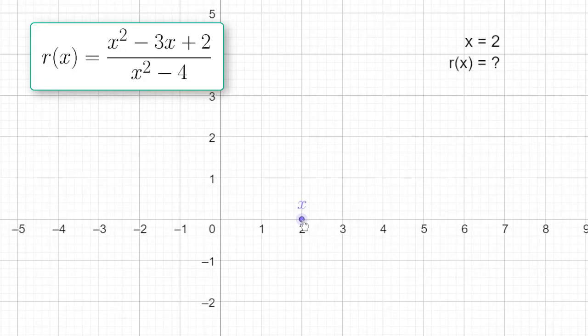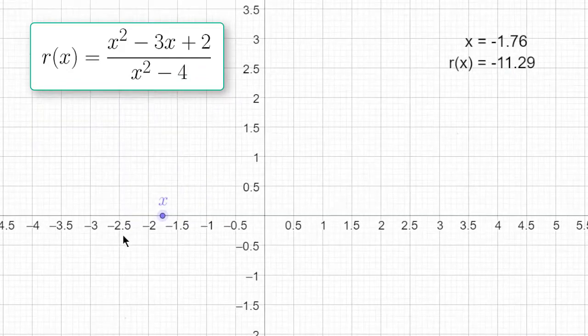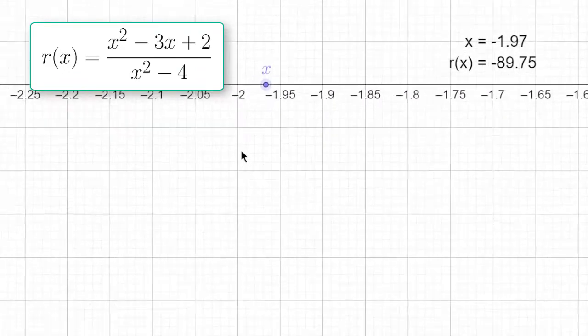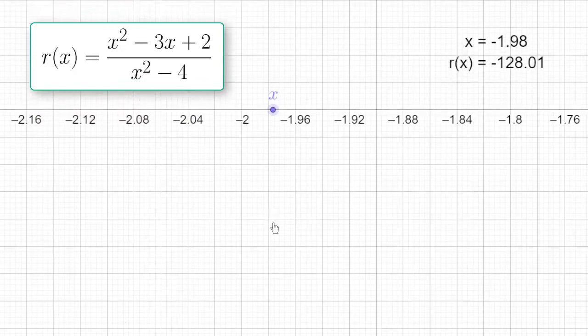The other thing I want to explore is when we move past 2, we keep going, the values of r of x are decreasing. Now they're getting pretty small pretty fast here, and as I go over here, look what happens. Look at how big they're getting. These values of r of x are getting quite large negative numbers. As I get closer and closer to -2, look at those values of r of x. They're getting really big now, right? Very, very big.